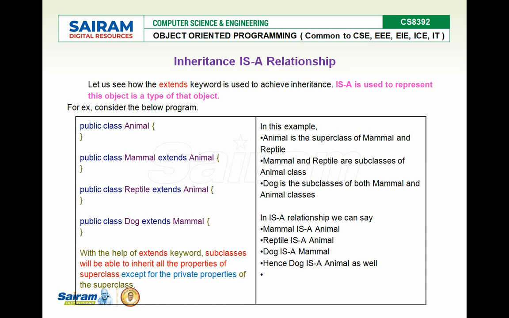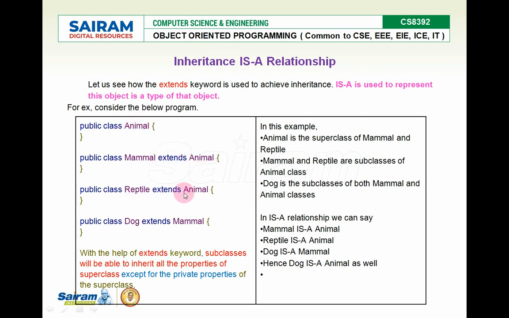So already I told you, right? Inheritance is a relationship. Take this example: public class Animal is the base class. From the Animal class, the Mammal class, Reptile class, and Dog class all extend the Animal class. So here Mammal, Reptile, and Dog are the children of the Animal class. One parent class, three child classes.